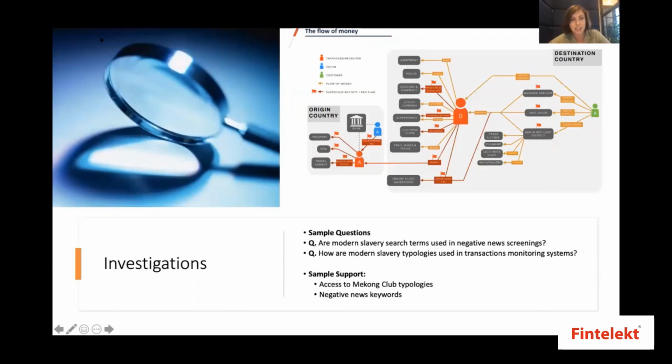Now, as Matt mentioned, investigations and typologies are, of course, a really important part of combating this crime. So Matt mentioned the nail salon example. We help you to understand how typologies are currently being used internally, whether modern slavery terms are being used in negative news screenings, transactions monitoring systems, et cetera, and we can also support post-assessment with providing our own typologies on top of those that you already have, and working with you to ensure that systems such as negative news include all of the recommended keywords, for example.